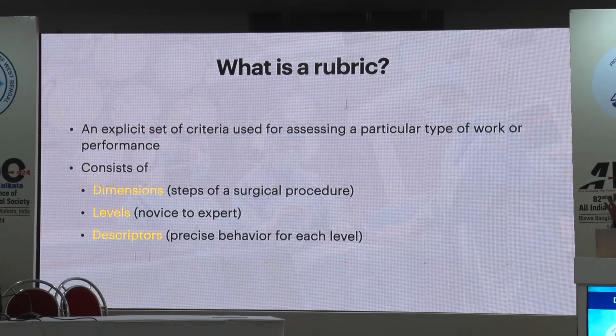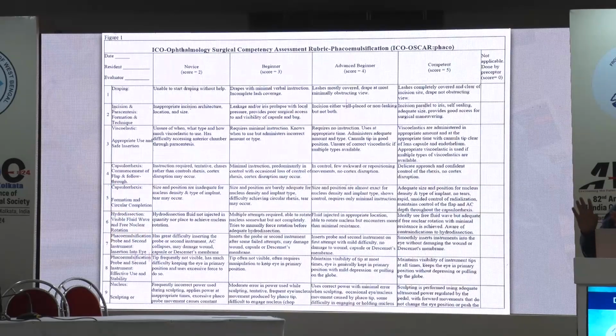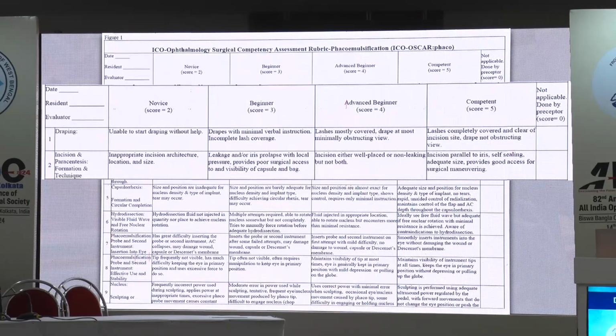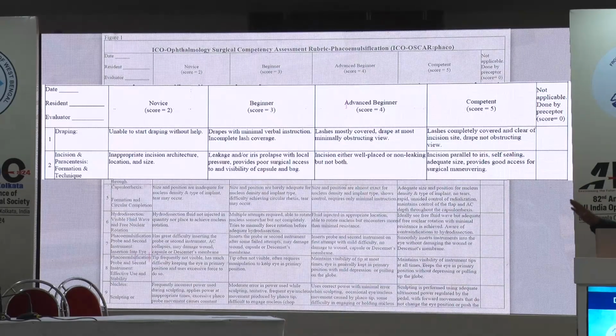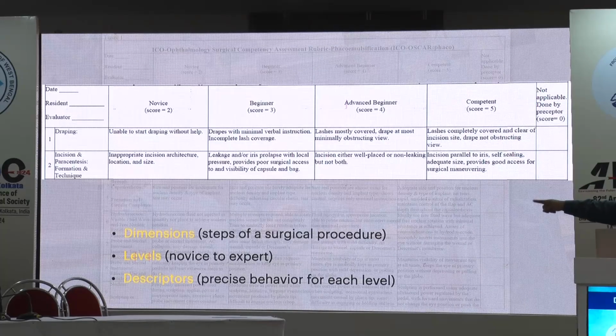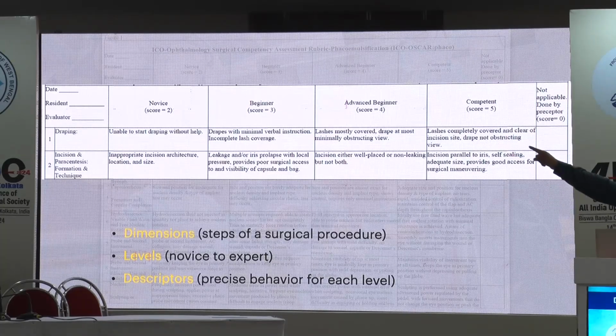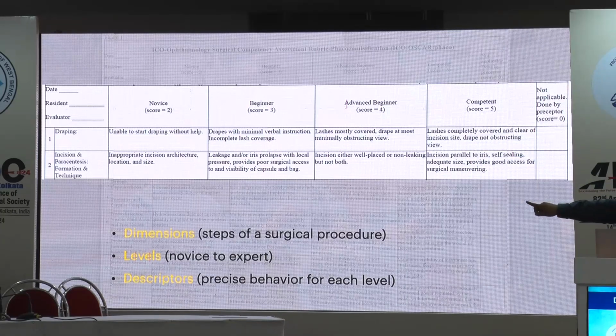And there are these rubrics for every different surgery now available. And I'm going to pull up the one that is most commonly used for cataract surgery, which is for phaco. So if you look at all of this, now let me just pull up the first 2 topics: draping, and incision and paracentesis. So here, let me pull up the 3 dimensions. Now here, these are the steps of the procedure on our left side. These are the levels of graduation of how good or bad they are. You have the columns, which is novice, beginner, advanced beginner, competent, and what is it that makes them a novice?